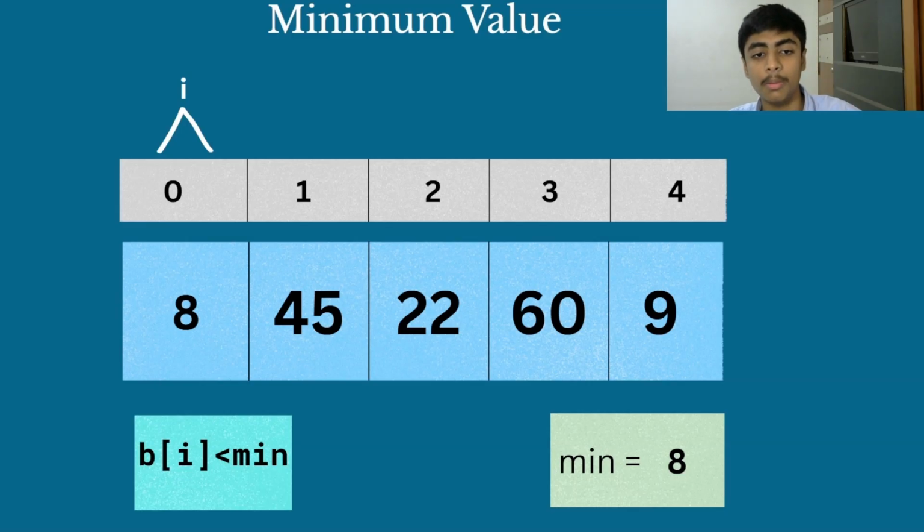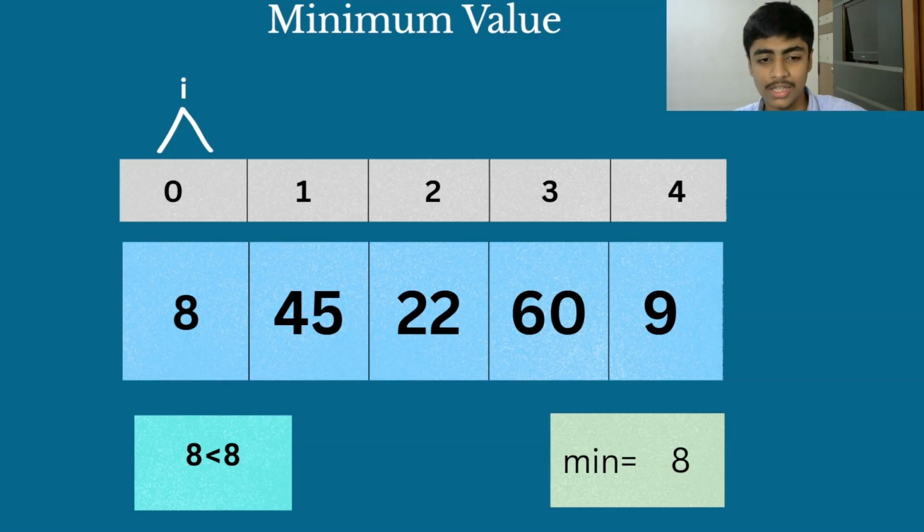We set the minimum to the first element. Then we're going to start our iteration. So our I is initially 0. So we're just checking if b of 0 is lesser than minimum. Basically, if 8 is lesser than 8. This is false, so our minimum is going to continue to be 8.